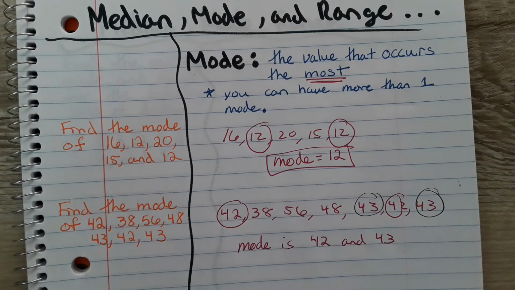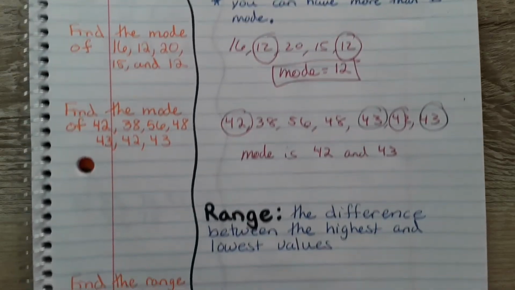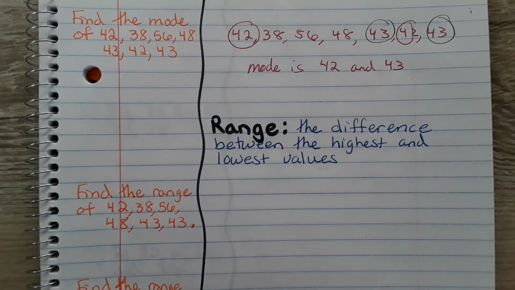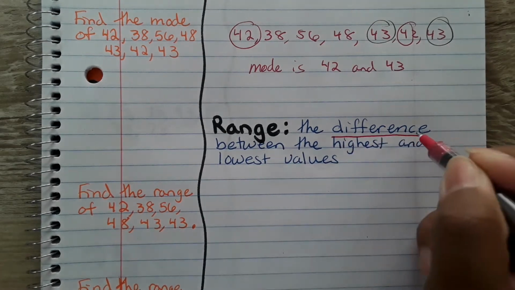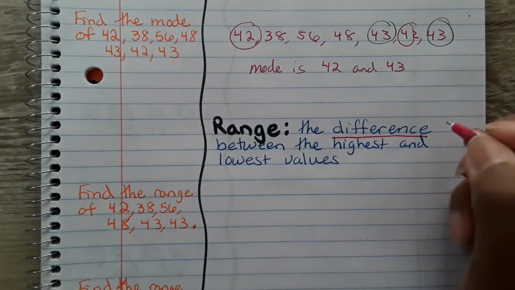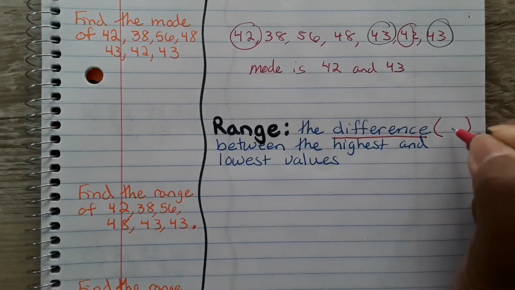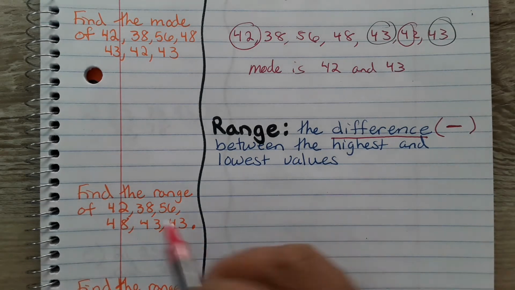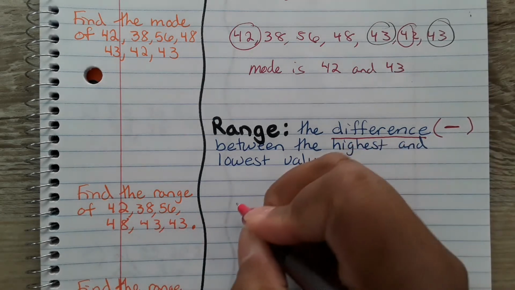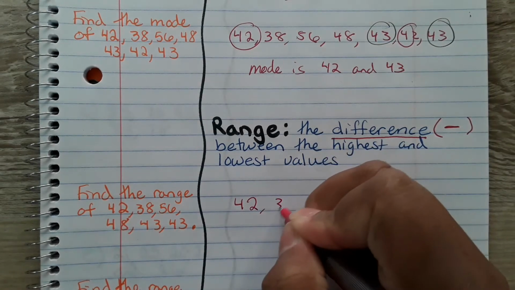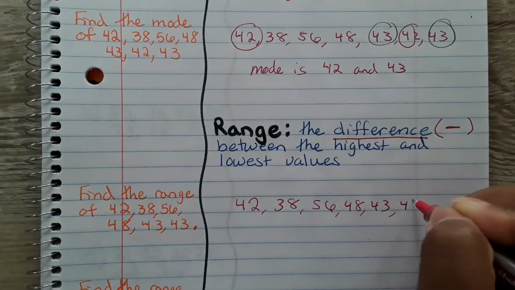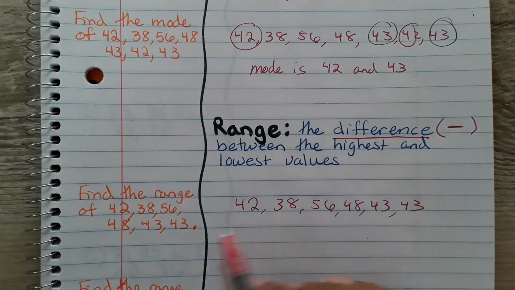All right, that's it for mode, and on to our number 3, our range. Range is simply the difference between the highest and the lowest values. And notice, when you're talking difference, you mean we're subtracting. Difference means find the answer to a subtraction problem. So indeed, that's all we're doing. So for our first one, find the range of the numbers 42, 38, 56, 48, 43, and 43. These are the numbers in my set.